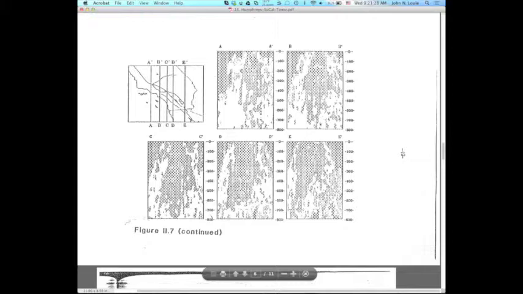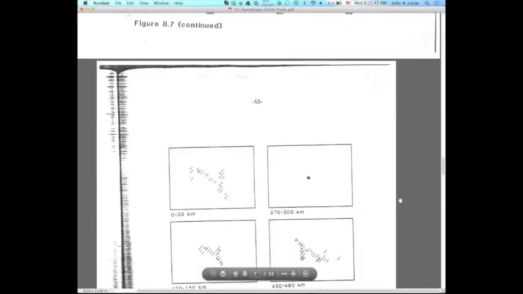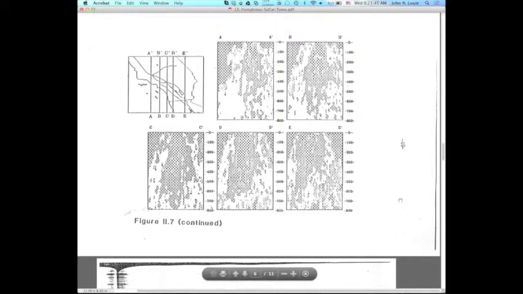And you can see that there's still this fast thing hanging down here, it seems to be bending a little bit to the south. Okay. So that's the major interpretation Gene made off this set of cross sections.